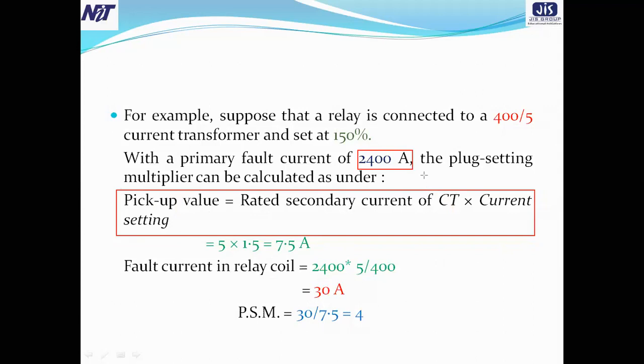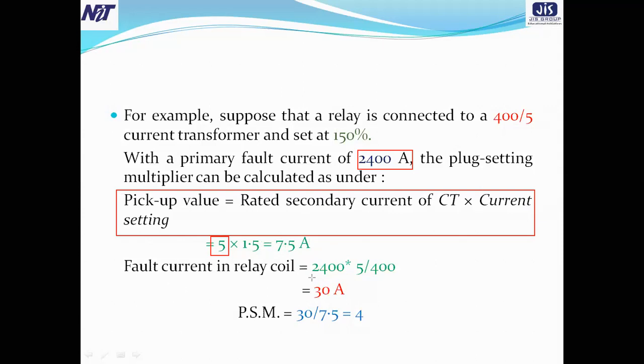Now what is the rated secondary current? That is 5. So just write here 5. And what is 1.5? The relay is set at 150%, that means 1.5. So if we multiply these two, the pickup value will be 7.5 ampere.